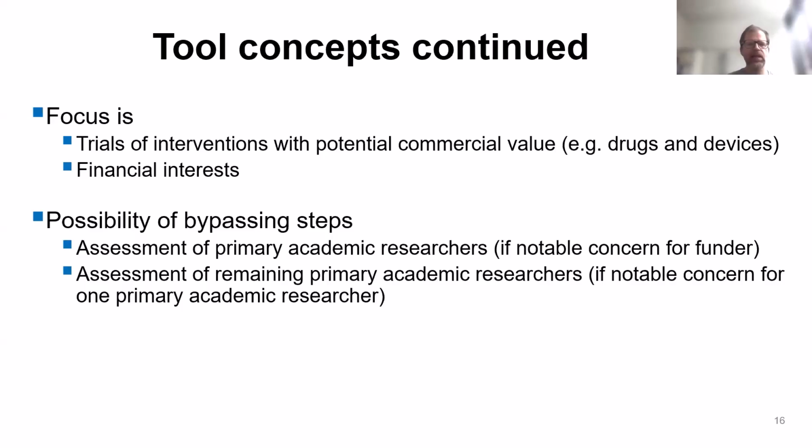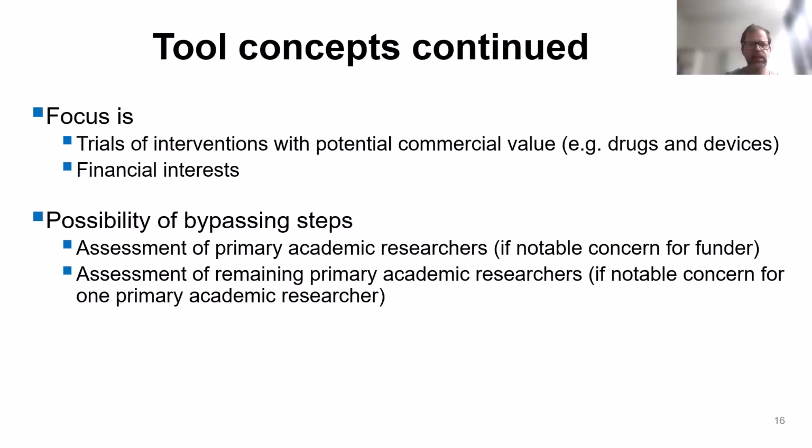So the tool allows bypassing of steps. One possibility is that if you already know that a trial will on an overall level be judged as a notable concern for conflicts of interest, due to the amount of conflicts of interest related to the trial funder, for instance a manufacturer that was also involved in the trial, you can then skip the assessment of the primary academic researchers, because in principle it will have no consequence for your assessments. It will automatically be a notable concern of conflicts of interest for the funder.